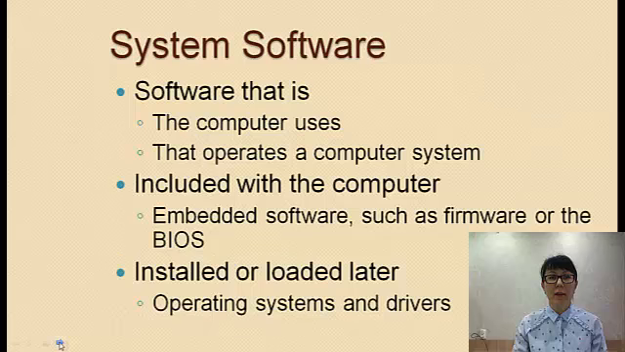System software is software that the computer uses to operate the computer system. Included with the computer: embedded software such as firmware or the BIOS. Installed or loaded later: the operating system and drivers.